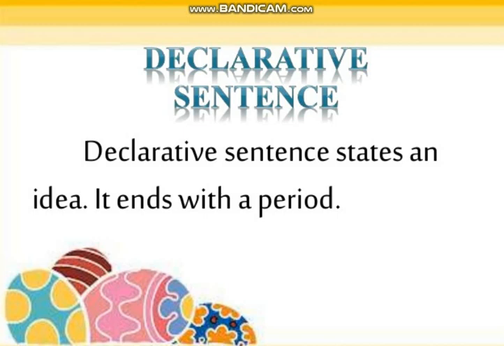A declarative sentence states an idea. It just simply gives us a statement. They can also be called assertive sentences, positive sentences, or statements. Simply when we declare something, it is just a statement. It ends with a period. You know that we always have a period or full stop at the end of such sentences, because it is just an idea which is shared with us and we don't need to give any answer or do something with it again.